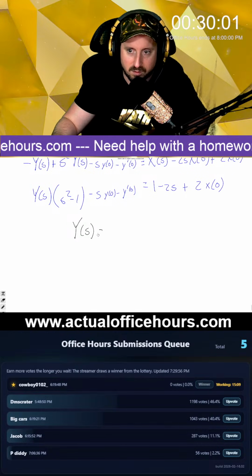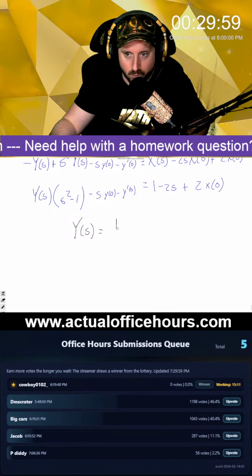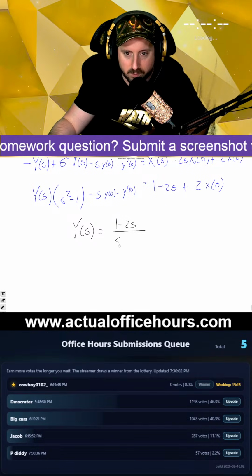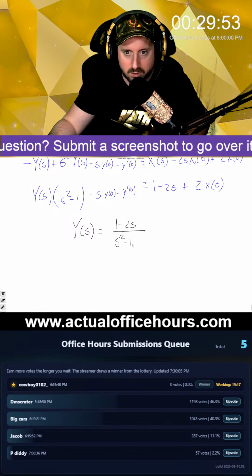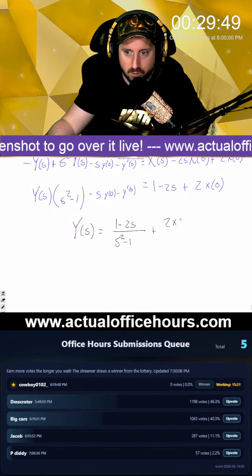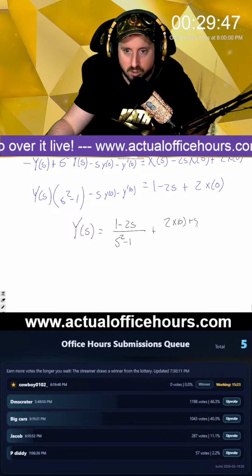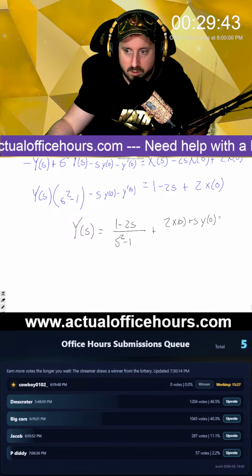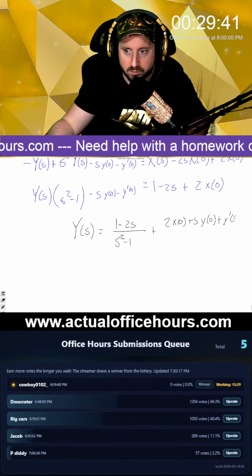Y of s is equal to 1 minus 2s all over s squared minus 1. And I'm going to put all the constants over here. Plus 2x of 0 plus s y of 0 plus y prime of 0.